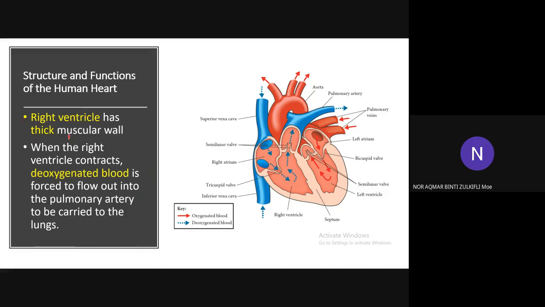The right ventricle has a thick muscular wall. When the right ventricle contracts, the blood is forced to flow out into the pulmonary artery to be carried to the lungs. Okay, for the wall, if you look, the upper part is thinner than the lower part. But if you compare the right ventricle and the left ventricle, the left one is thicker than the right one.